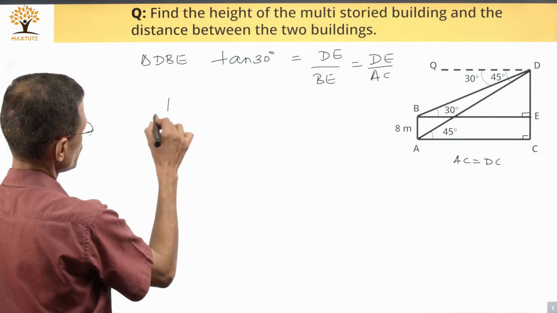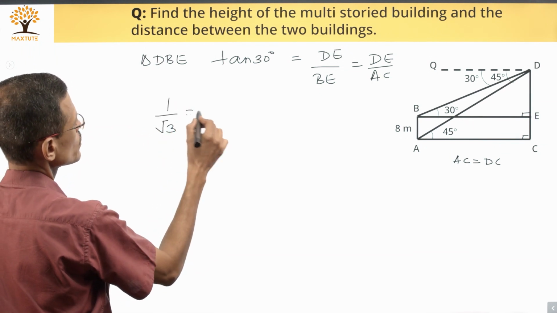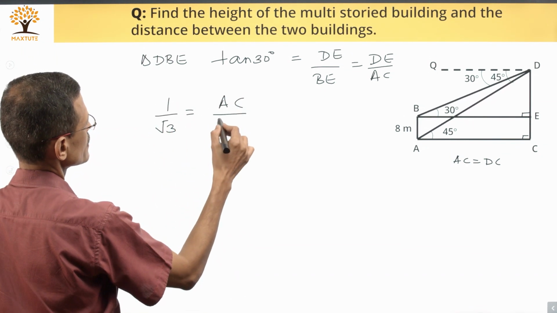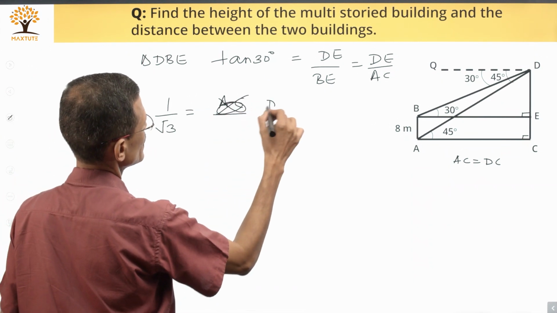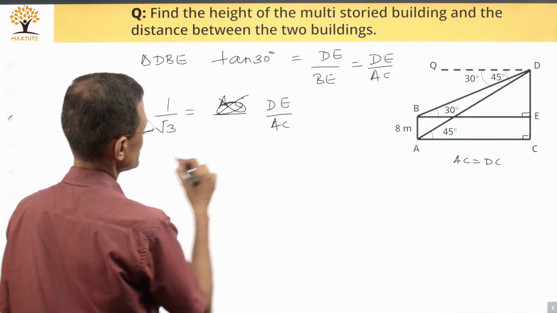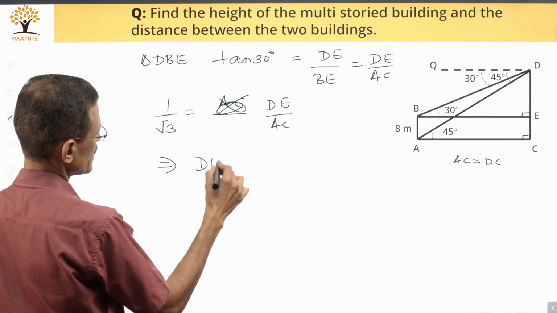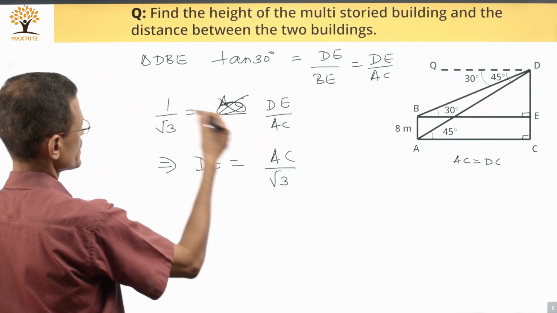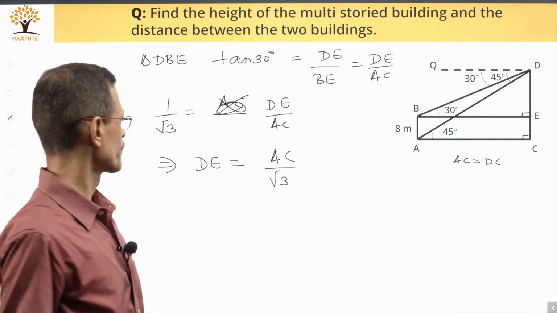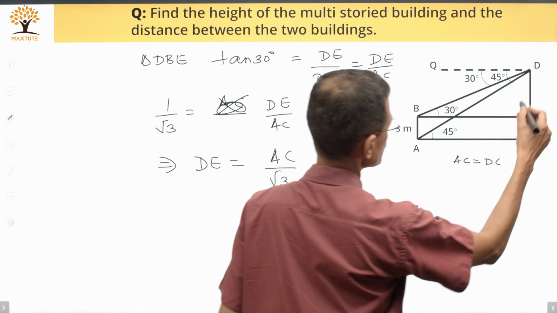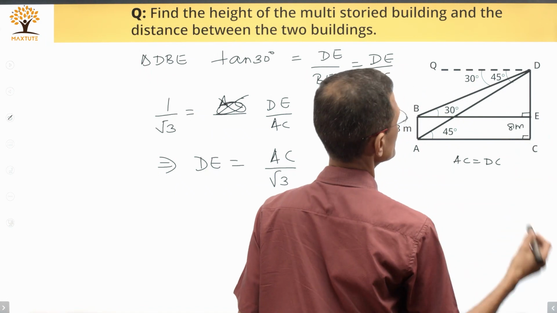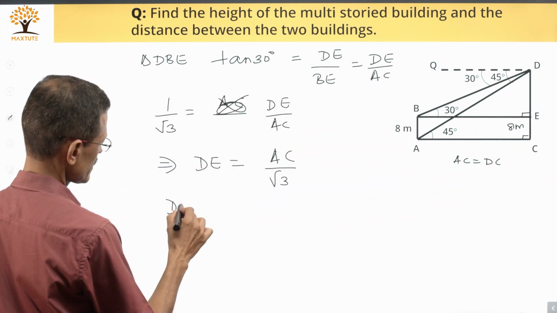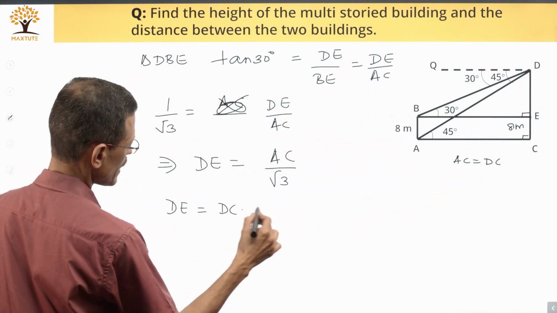Tan 30 is equal to 1 by root 3. So 1 by root 3 is equal to DE divided by AC, translating to the fact that DE is equal to AC divided by root 3. Now look at it, what is your DE, right? This is 8 meters. So DE is nothing but DC minus 8.